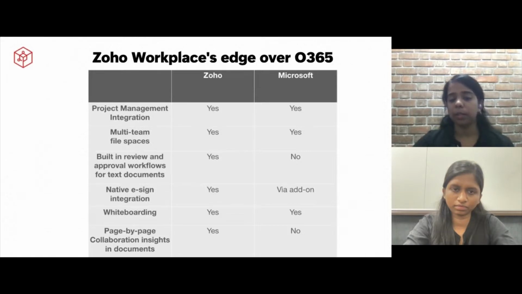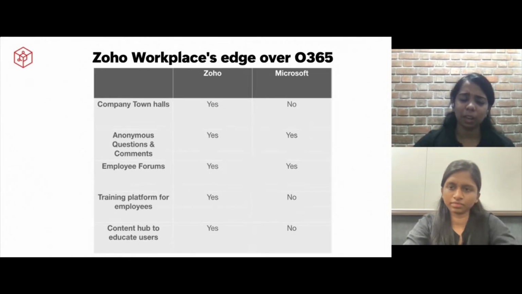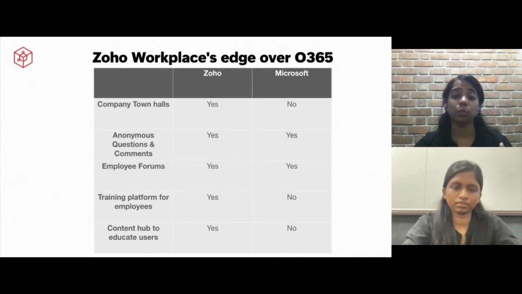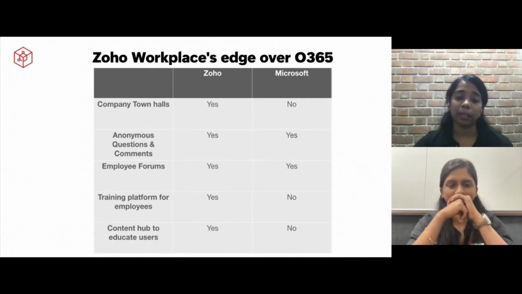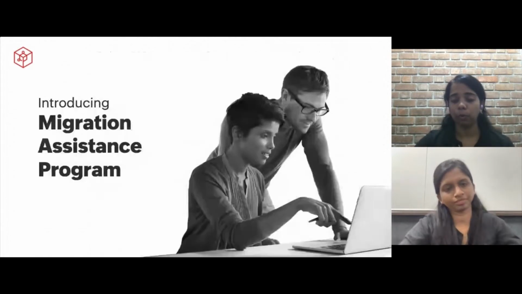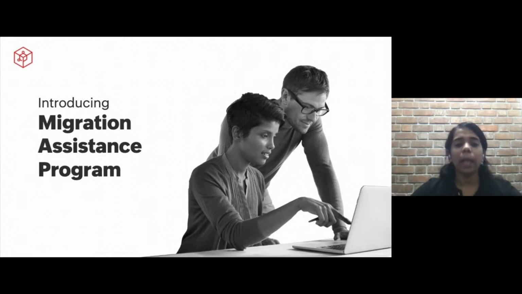And then of course it actually helps build the culture like no other, where there are multiple options so that you actually have the choice to choose whatever suits you best. There are town halls, there's the ability to post anonymous comments, etc. And there's a training platform built in within the social intranet. So much more like this. So that's about the edge we have over Microsoft 365. Just a few examples. I'm sure there are more.